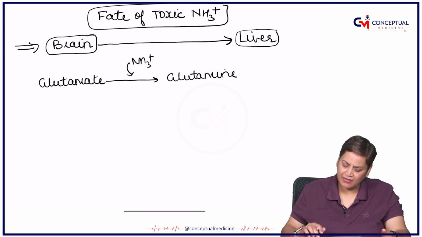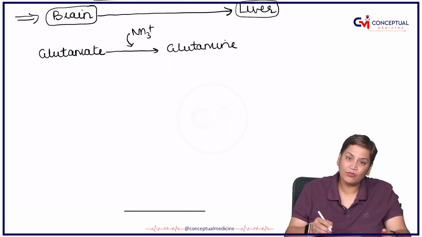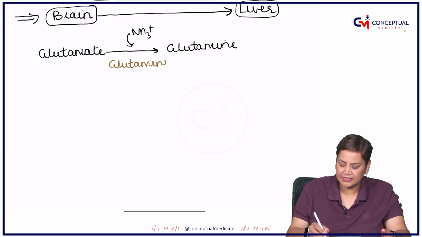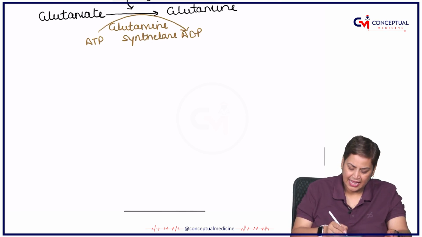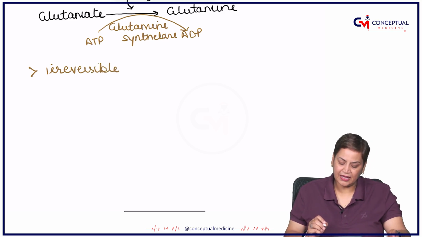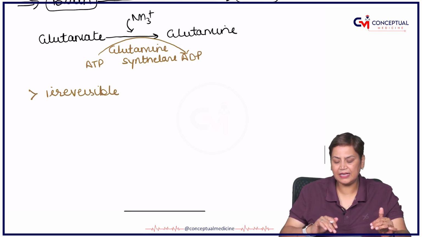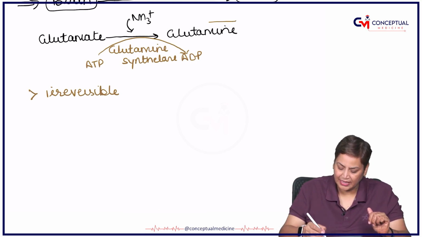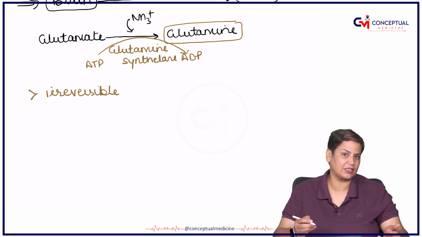And this is a very important reaction. The name of the enzyme here is glutamine synthetase. Whenever synthetase is there, automatically ATP is required. We have already discussed this, and this reaction is irreversible. So by an irreversible reaction, glutamate is converted into glutamine. So I can say glutamine is actually the transportable form.